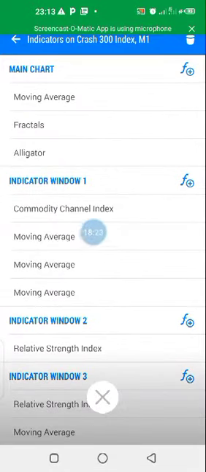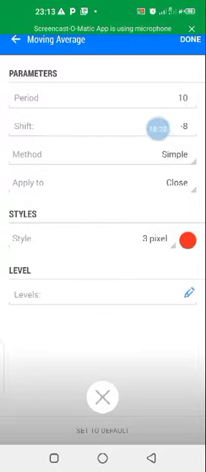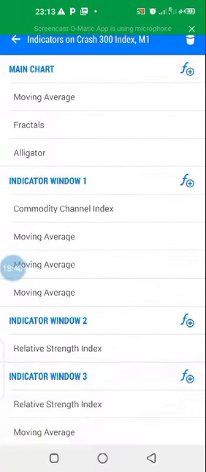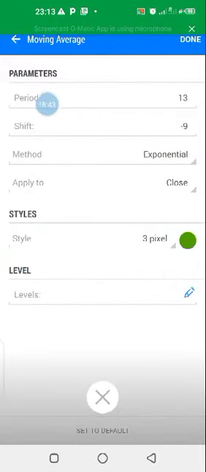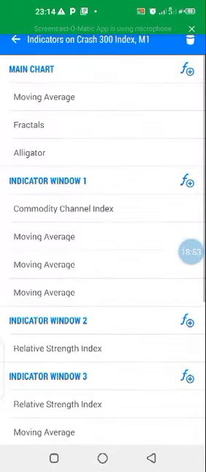You go to moving average, the first moving average. We have period 10, shift minus 8, method simple, apply to close, style 3 pixel, and you use red. You go to the second moving average: period 13, shift minus 9, method exponential, apply to close, style 3, then green color. You can choose any color you wish.